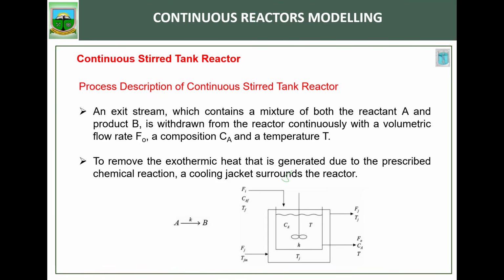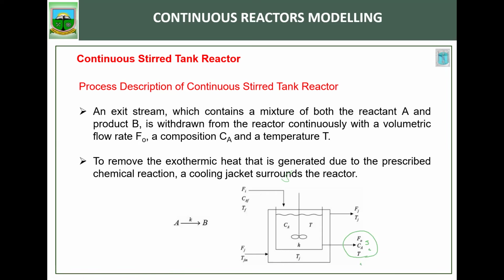So for the assumptions, before we come to that, you're saying that we have an existing stream, right? Which contains a mixture of both reactants inside here. The product is B. This B is withdrawn out here. Okay. Then B is withdrawn from the reactor continuously. The volume flow rate of F0, and that's this. You can see it here. Then it comes out with a composition of CA, then a certain temperature.